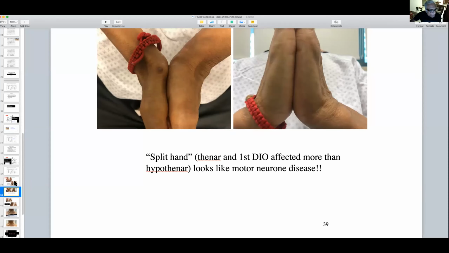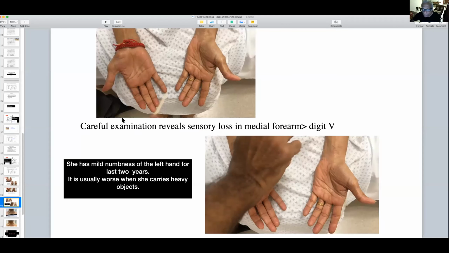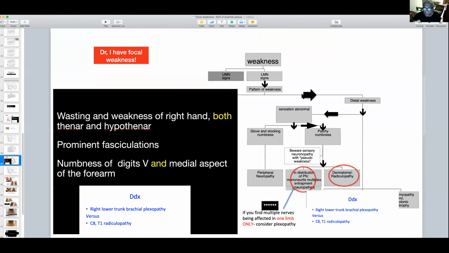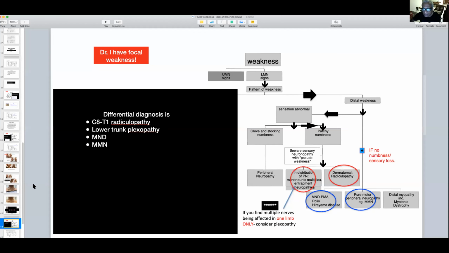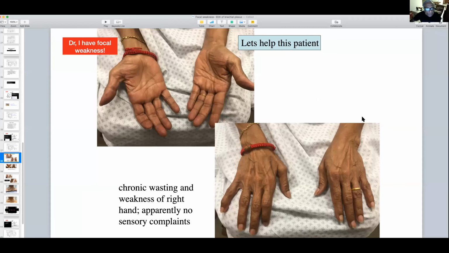But what we did was we spoke to her at length, and then we went through the protocol, lower motor neuron distal weakness. And the key thing, as you can see in this diagram, is whether the sensation is normal or abnormal, right? You cannot make a mistake here. Because if it's normal, you get a different diagnosis. Abnormal, you get a different diagnosis.